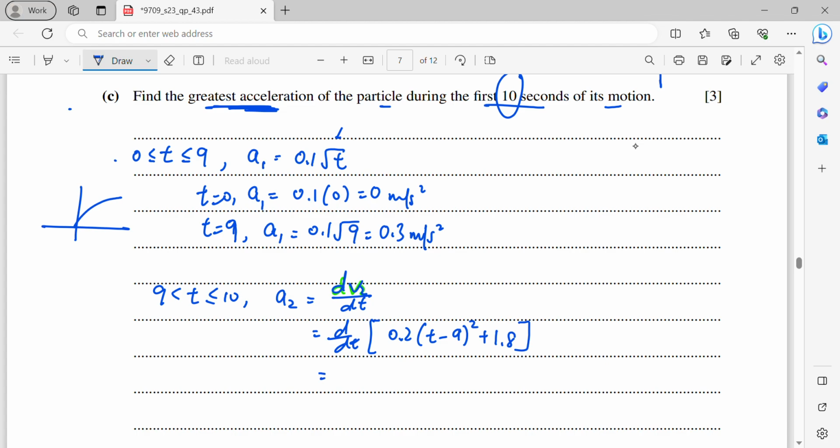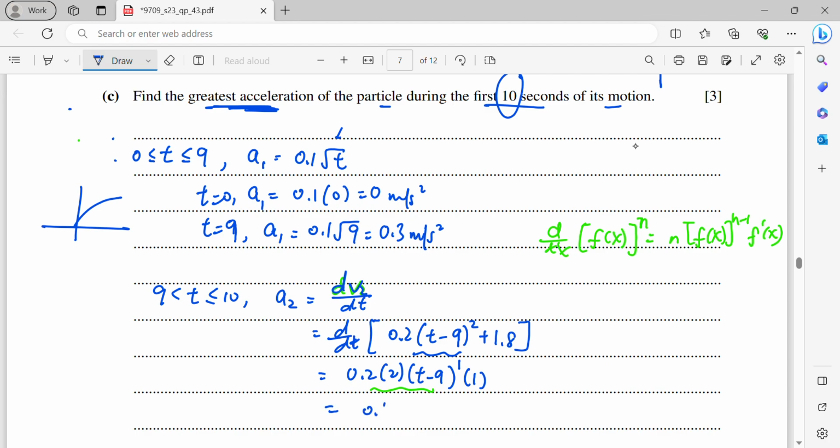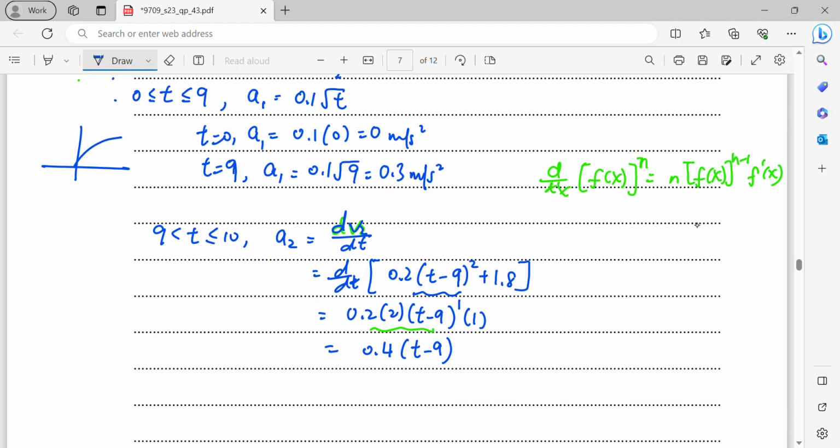So when I differentiate the first term with t, bring down the power, 0.2 times 2 brackets t minus 9 to the power 1. So I'm using this formula. Differentiate f(x) to the power of n. It will be n bracket f(x) to the power of n minus 1, then f prime x. Alright, I'm applying here. Then when you differentiate t minus 9, it will be 1. The 1.8 will be 0 because this is a constant, there's no t. Therefore, I will get 0.4 bracket t minus 9. That is my second acceleration.